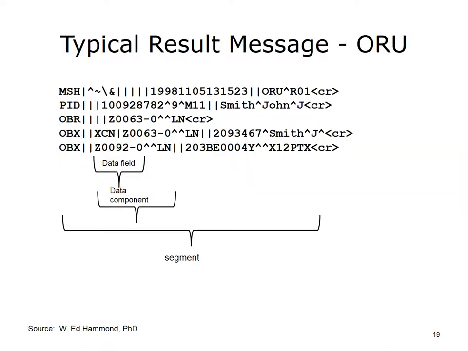Again, this slide shows a typical order result message. In this case, the segments include the header, the patient identifier, the order request, and two result segments. The OBX segment is examined in detail in the next slide. The last OBX shows the hierarchical nature of the segment. The test ID data field is broken into the triplet of code with check digit, text name, and vocabulary source, LOINC.